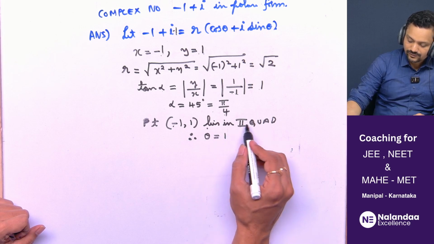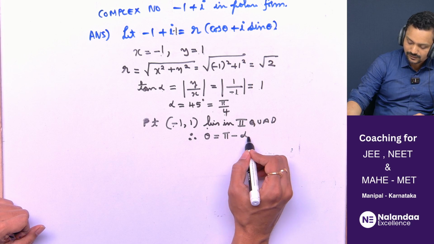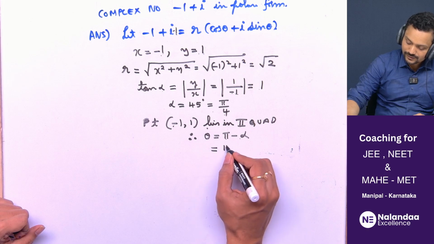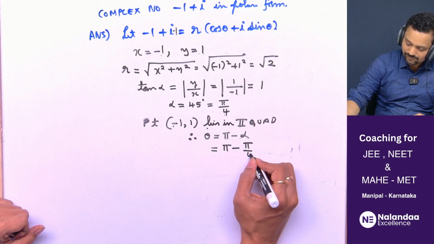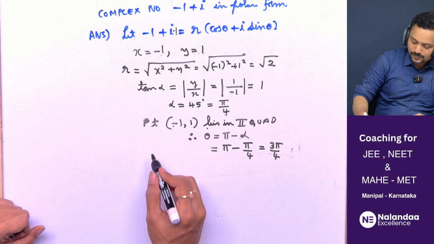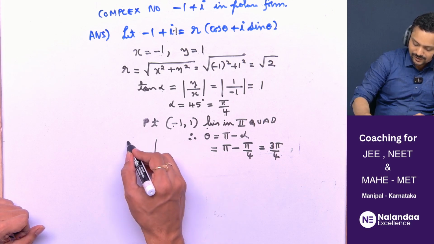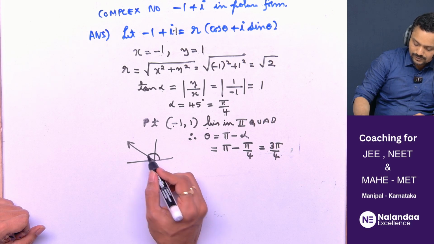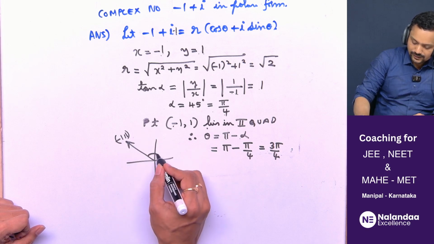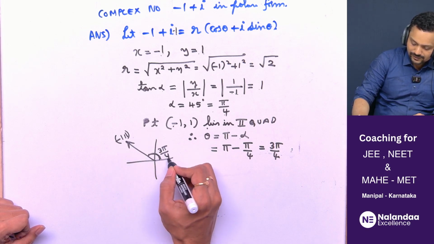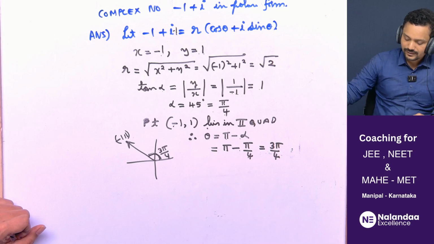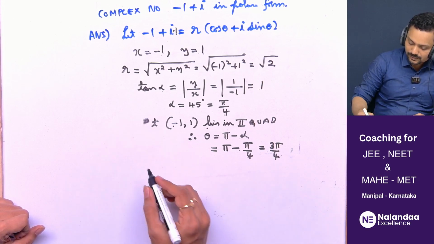So if it is in the second quadrant, theta will be pi minus alpha. For the second quadrant, the rule is theta is pi minus alpha. So therefore this is pi minus pi by 4, which is equal to 3 pi by 4. Obviously, students, if the point is in the second quadrant, the angle will be obtuse. The point minus 1, 1 will be somewhere here, and this angle will be 135. 3 pi by 4 is actually 135 degrees, 180 minus 45. So therefore this is 3 pi by 4.